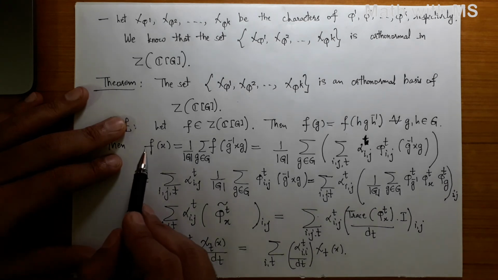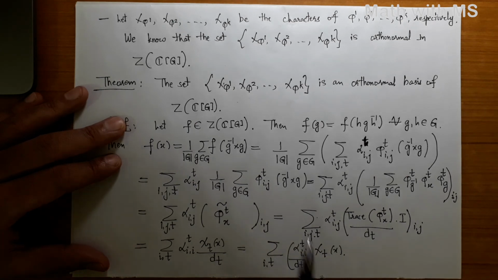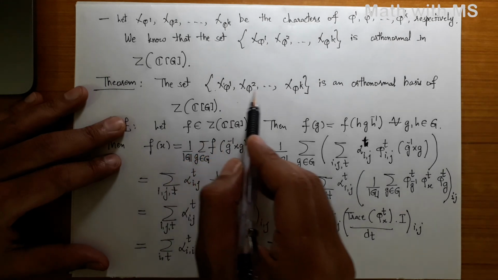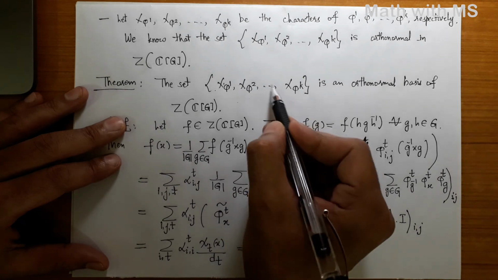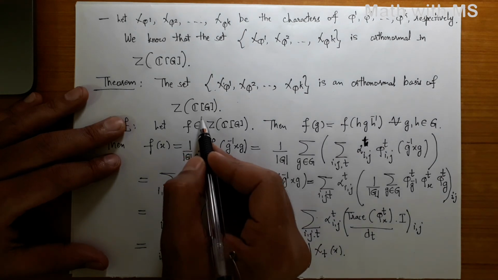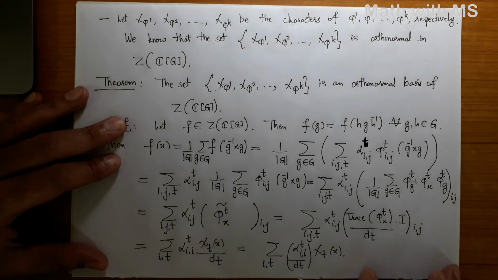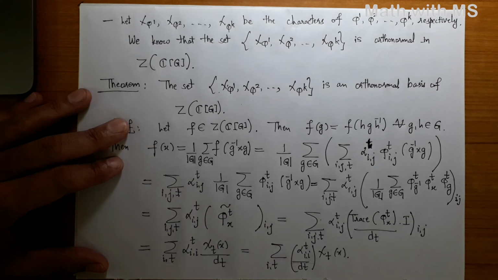So therefore your class preserving function f has been written as a C-linear combination of these class preserving functions, namely the characters of the inequivalent irreducible representations. This shows that the characters of all inequivalent irreducible representations of a finite group form an orthonormal basis for the center of the group algebra, okay. From here we can deduce the main result that we advertised in the beginning of this lecture.